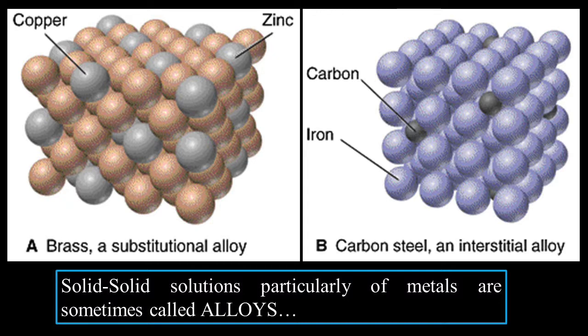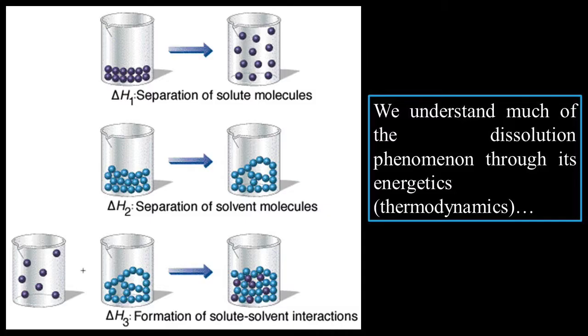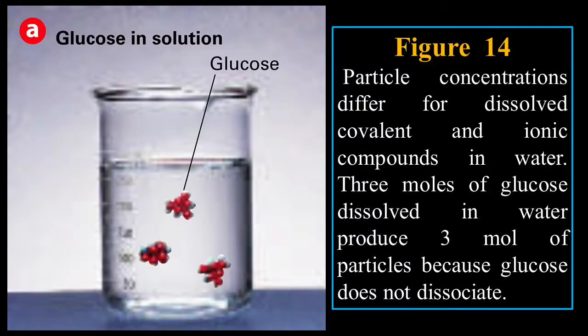Here I have brass, copper, and zinc, as opposed to carbon steel, carbon and iron. Solid solutions, particularly of metals, are sometimes called alloys. Those are also solutions. We understand much of the dissolution phenomena through its energetics or thermodynamics. The change in enthalpy, H is enthalpy, internal energy, that's listed there. And we have figure 14, particle concentrations differ for dissolved covalent and ionic compounds in water.